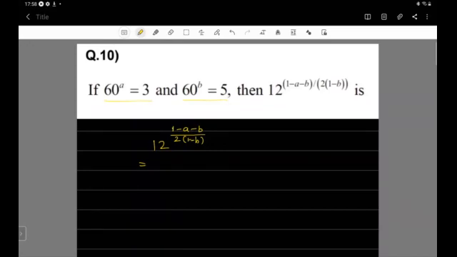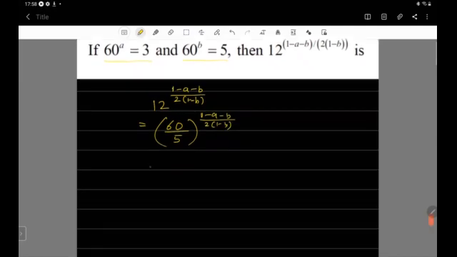So what is the first thing which strikes my mind? Let's convert this base to 60. How can we do that? I think it's very easy. I can write 12 as 60 upon 5, and the power will be (1 minus a minus b) divided by 2 times (1 minus b).